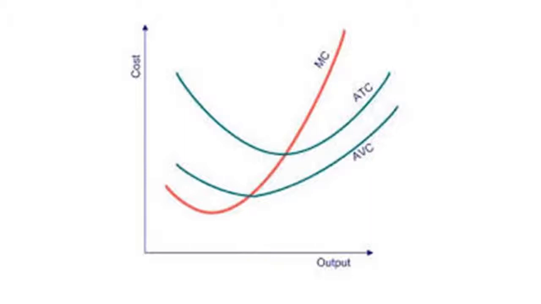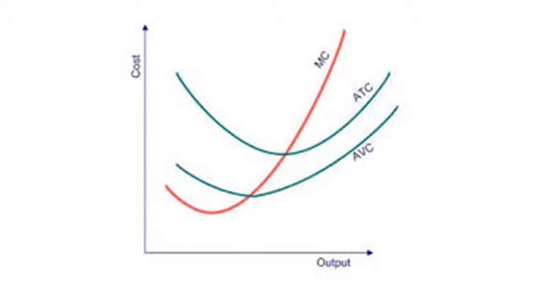Note in the diagram on this slide that ATC, average total cost, continues to fall until it crosses the MC curve, and then it begins to rise. Again, when you're adding a number higher than the average to the average, it will increase, and when you're adding a number lower than the average, it will decrease.